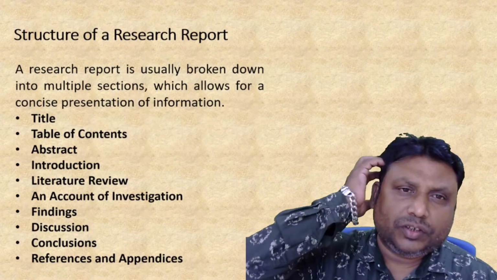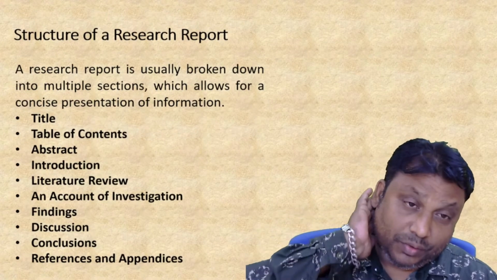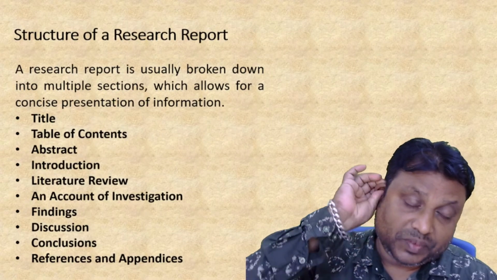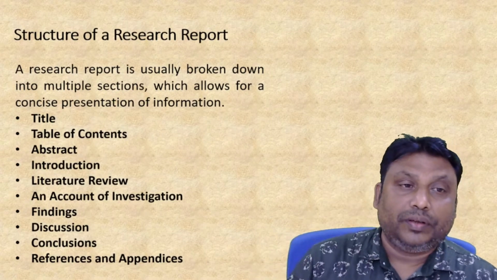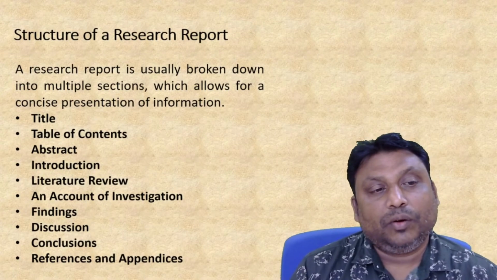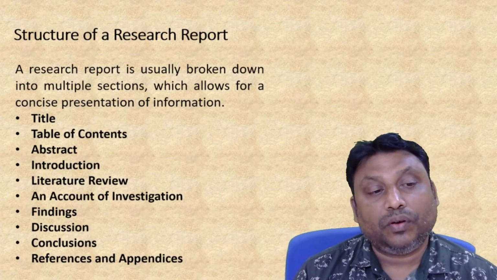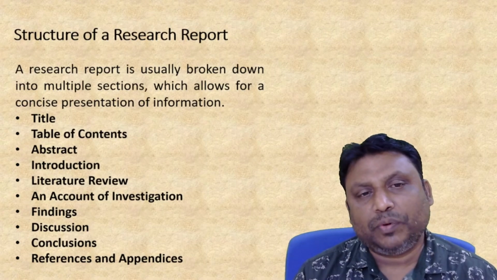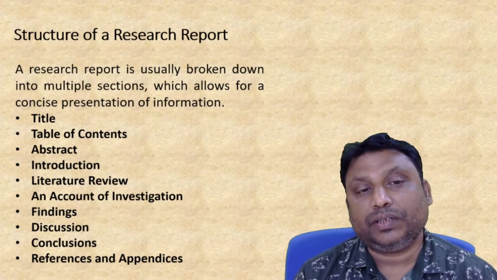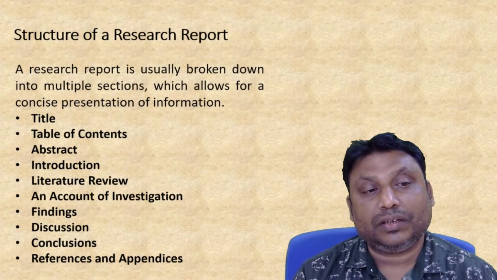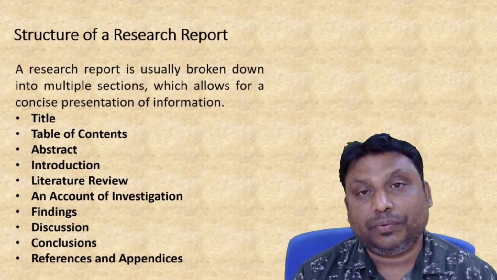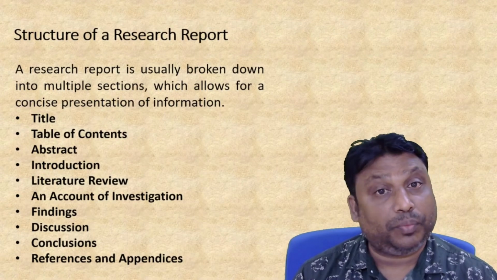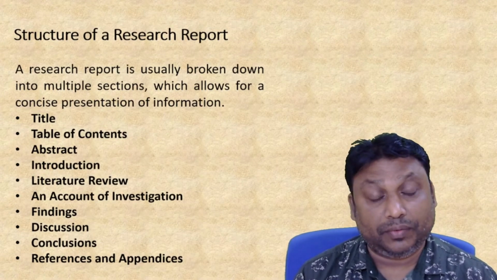Then, what is the structure of a research report? When we want to go for research, writing the research report, at that time, what happens? Now, we have to follow the following information, and this is very important. A research report is usually broken down into multiple sections, which allows for a concise presentation of information. One is the structure of the research and another one is the purpose of the research. These two are very important for this session.